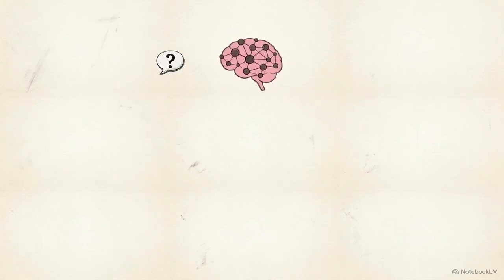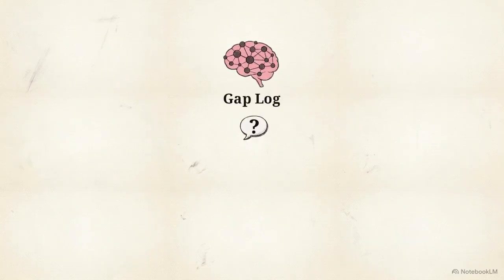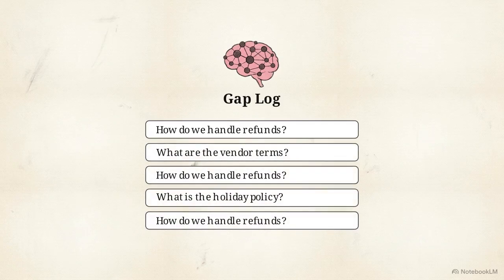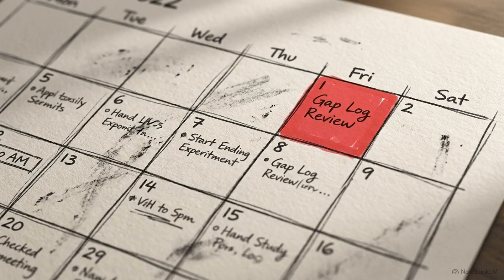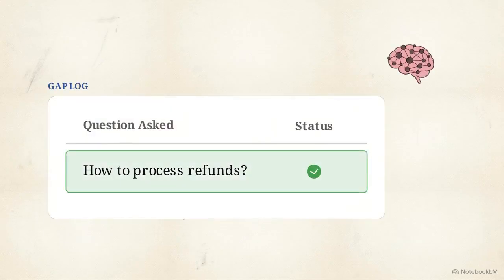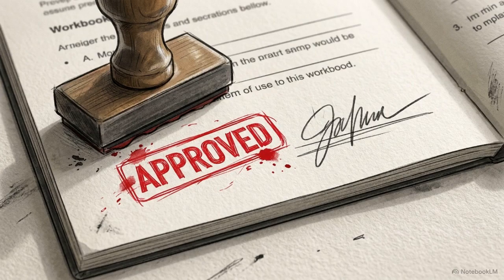Whenever a team member asks a question the AI cannot answer, the system routes the query to the gap log here. Over time, these gaps form a clear pattern, giving you a prioritized checklist of what internal documentation to build next. Commit to reviewing this log once a month so you can fill those gaps and continuously train the system. Sign and date the key decision box at the bottom of the section.